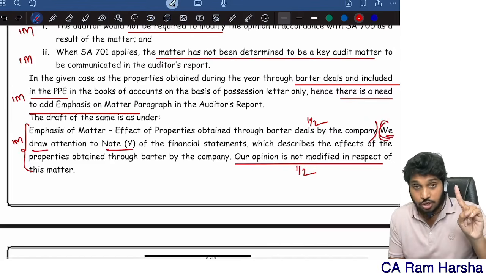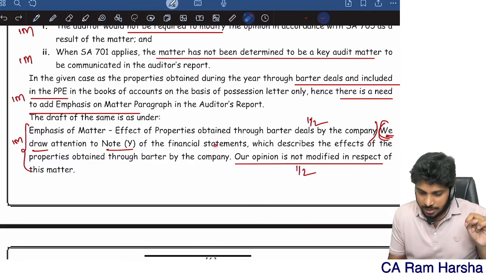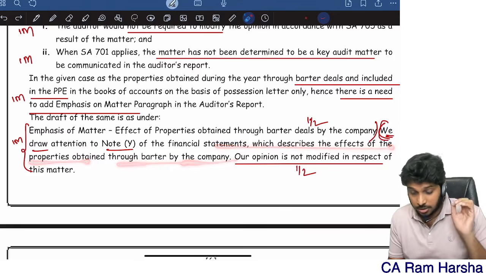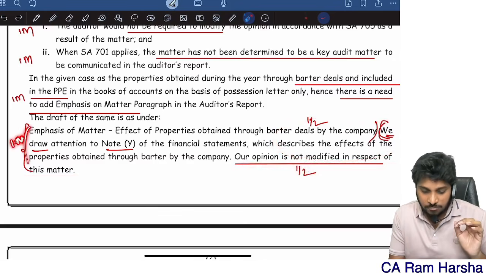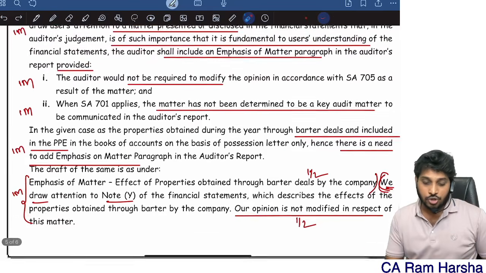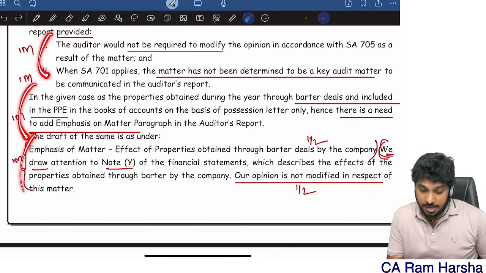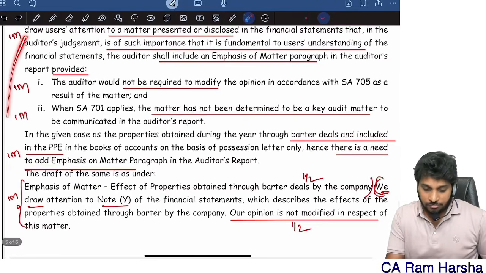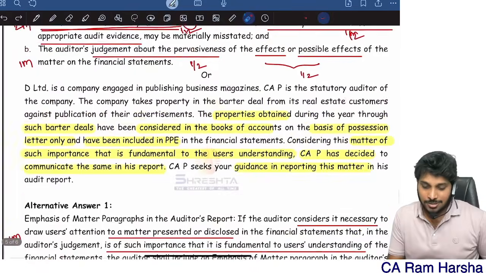We draw attention to note number, which describes effect of properties obtained through barter. Our opinion is not modified. This presentation requirement half mark, and for drafting half mark, totally 1 mark. That's it. So you should write emphasis definition, when it can be used, how that is applied in this case, and how to draft it. So totally 5 marks will be allocated like this. 3, 1 plus 1, totally 5 marks.